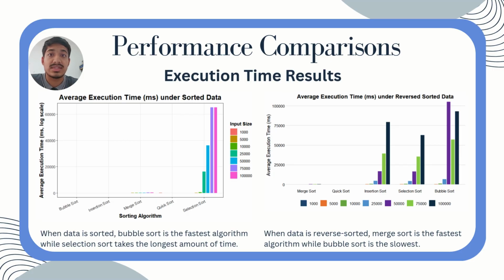Now, for average execution time under reverse sorted data, when data is reverse sorted, merge sort turns out to be the fastest algorithm, while bubble sort is the slowest, as is expected.